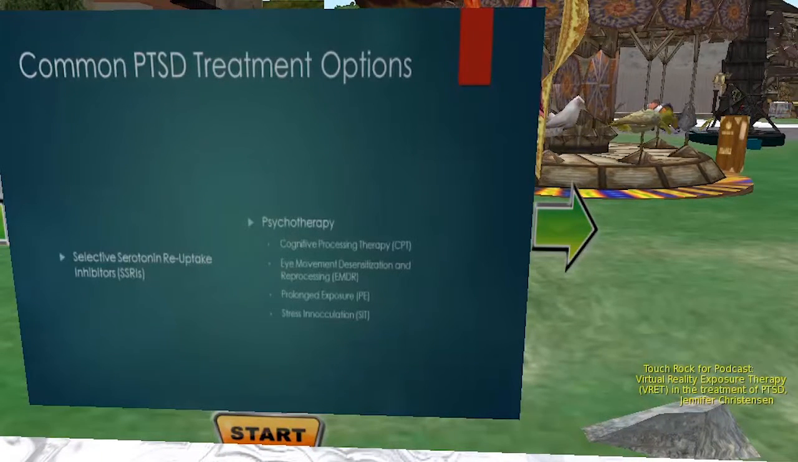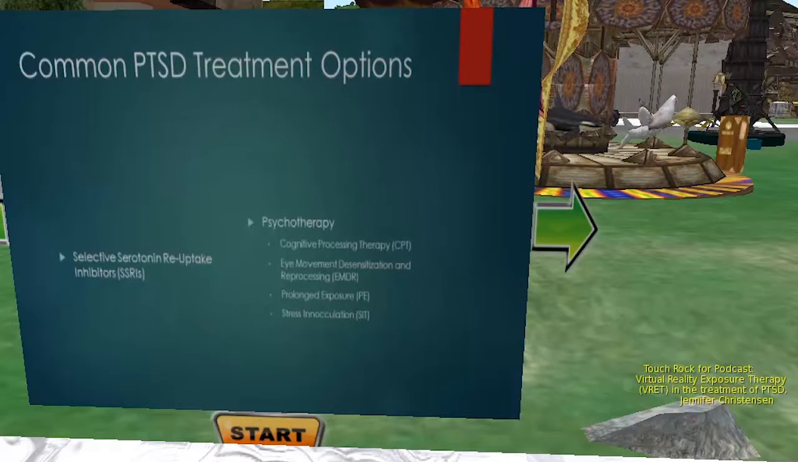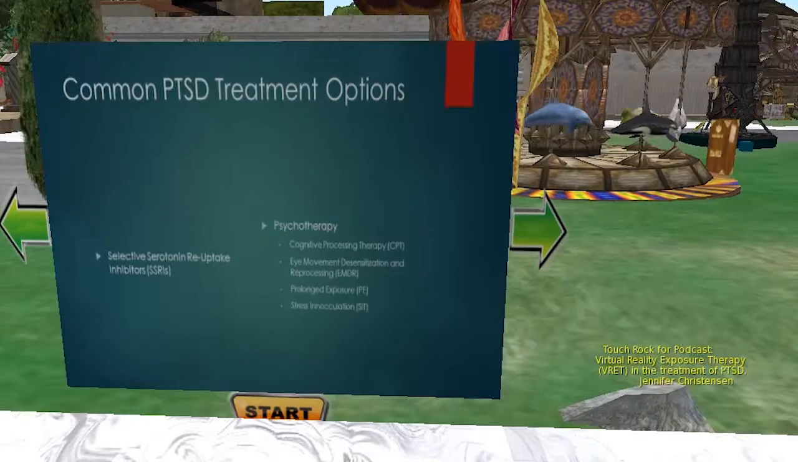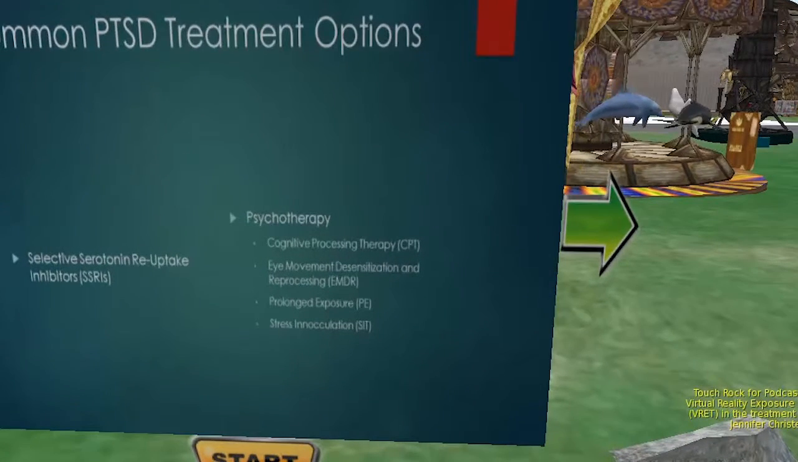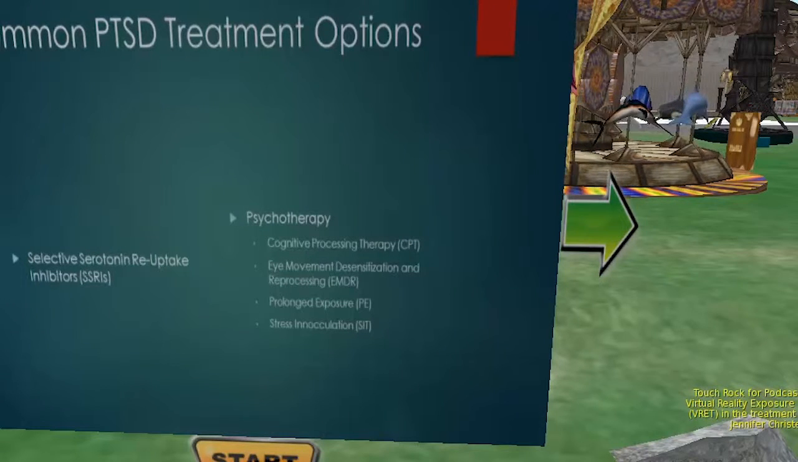There are generally 2 approaches in treating PTSD, either antidepressants or SSRIs, typically Prozac, Zoloft, or Paxil, or psychotherapy, which includes, for the purposes of this particular presentation, prolonged exposure therapy.